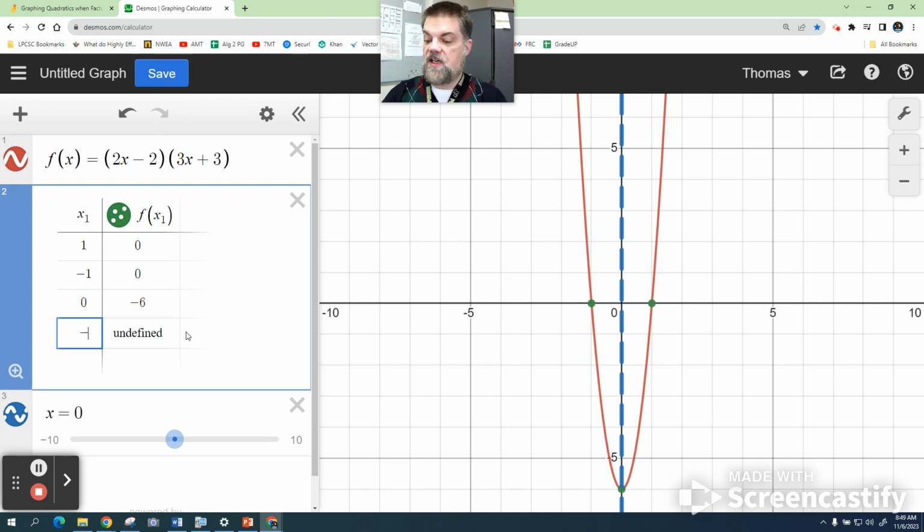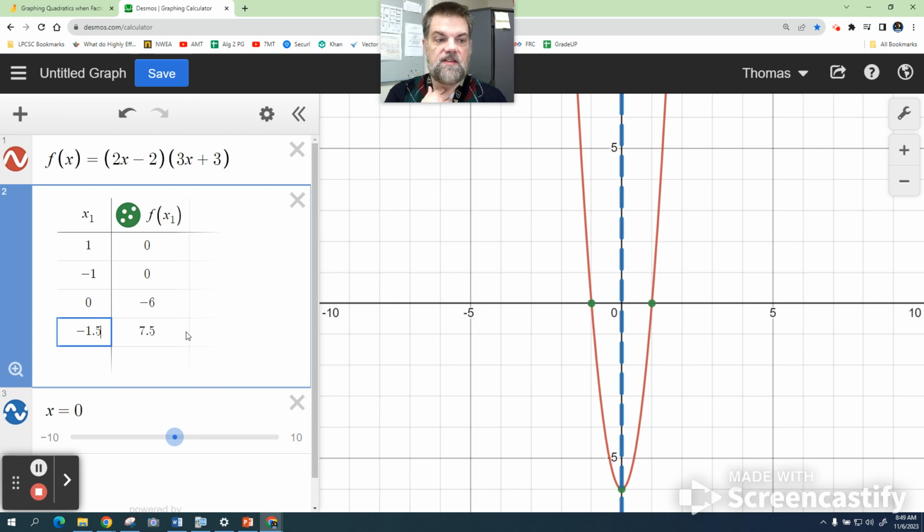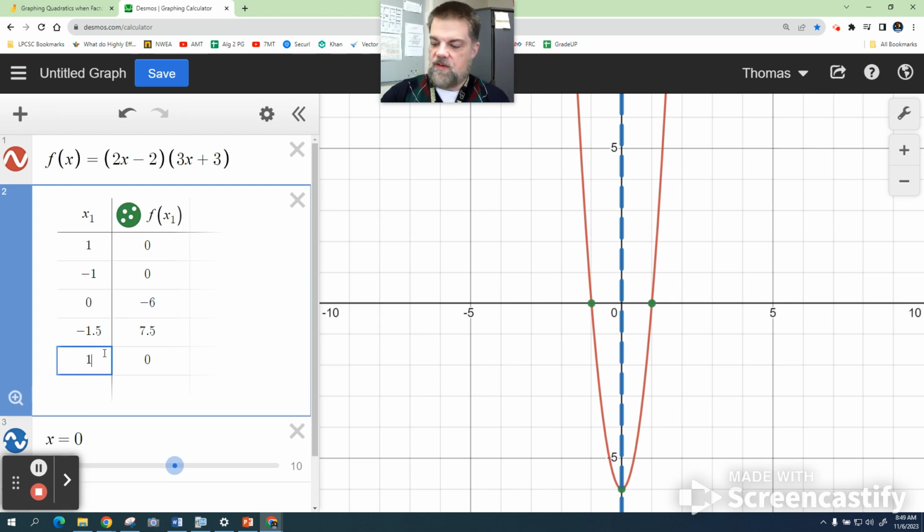We could do like -1.5, right? Let's see what that does. 7.5. And we could do positive 1.5, I think would be the same. Yeah. So that's a little wonky, but it is what it is.